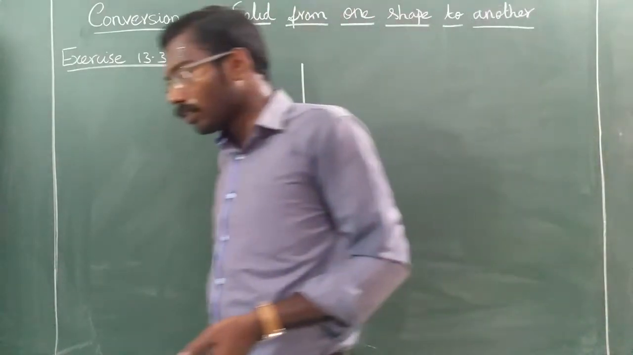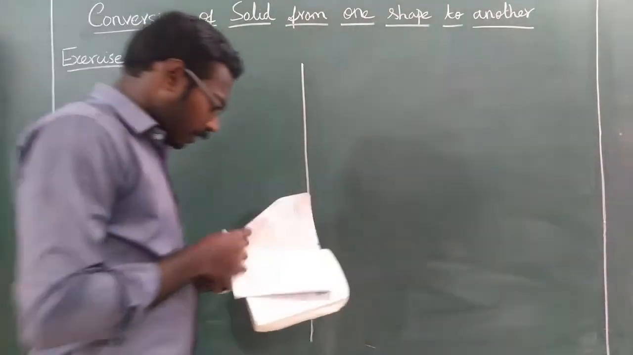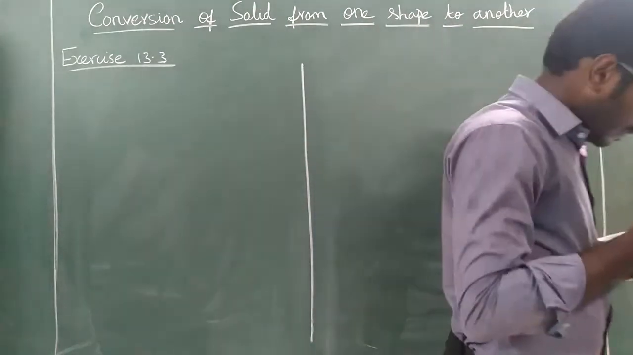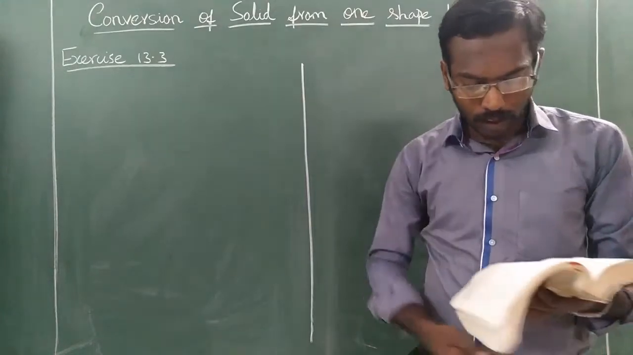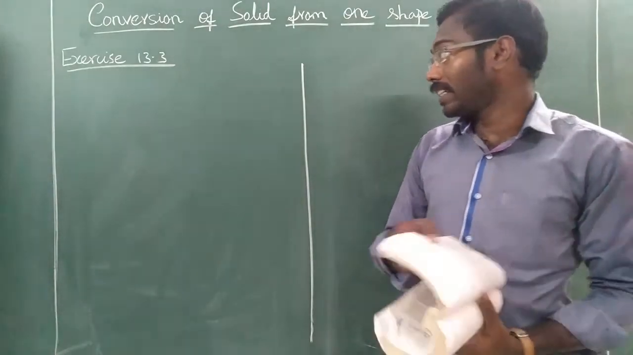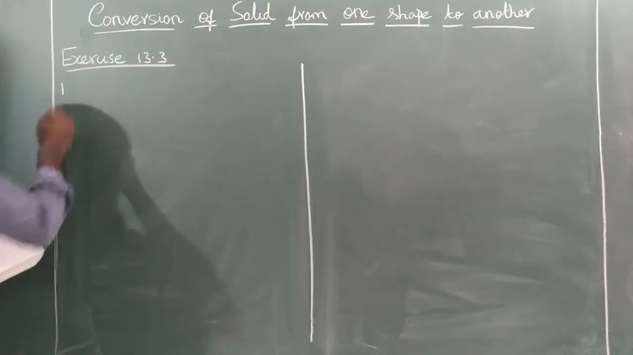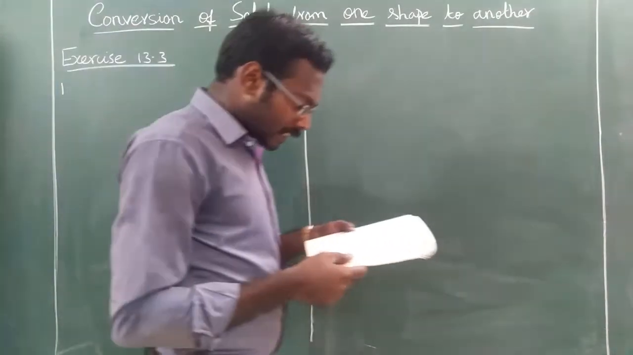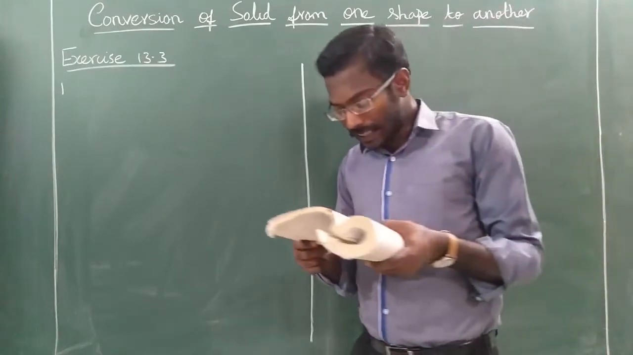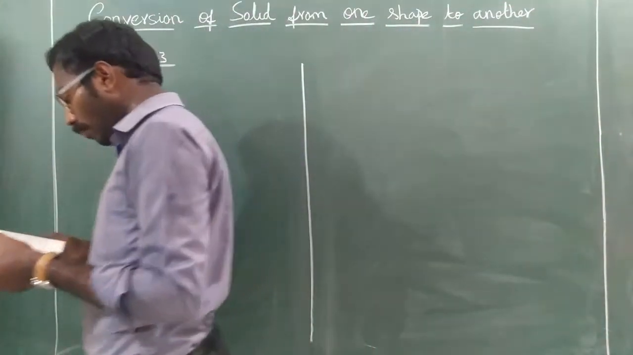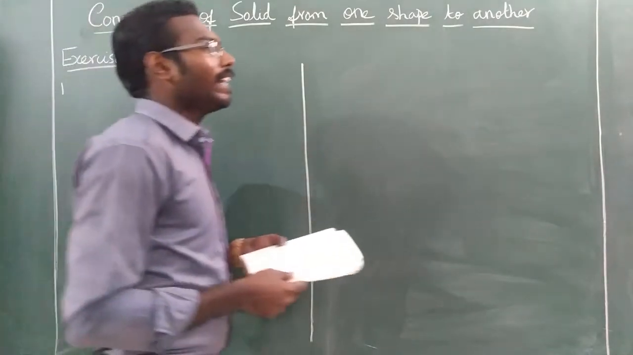Please take your book. Check your book, page number 251. All of you take your book, page number 251. Let's do the first sum in exercise 13.3. First sum, what is given? Let me read it. A metallic sphere of radius 4.2 centimeter is melted and recast into the shape of a cylinder of radius 6 centimeter. Find the height of the cylinder.